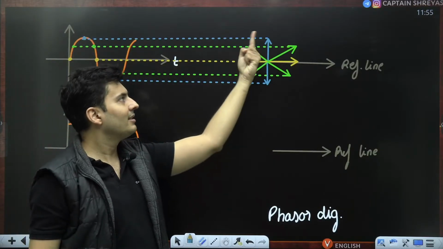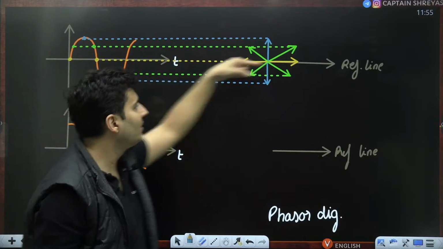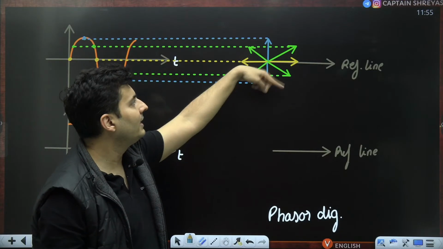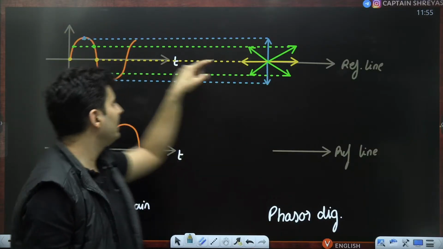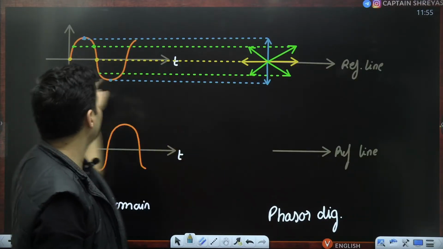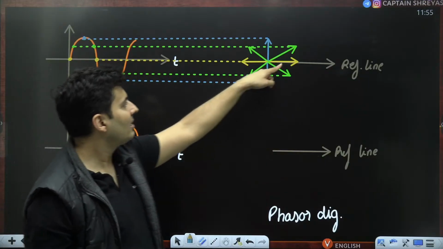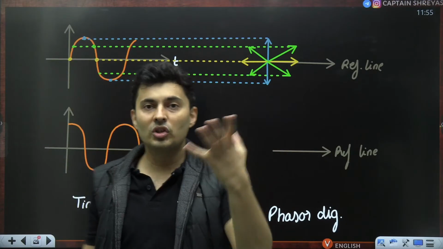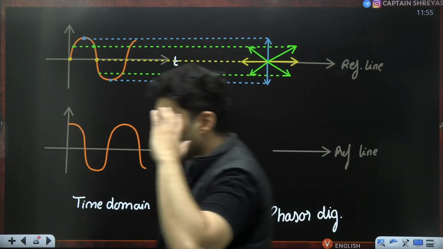So wherever this is shows me the current situation of this graph. If it is here, I've just started. If it is here, it has reached here. If it is here, 90 degrees it has covered, then it has reached the maximum. If it covered 180 degrees, it has completed half the cycle. If it completes 360 degrees, it has come back over here. If it has completed 270 degrees, it has reached the bottom point over here. So that is why this is called a phasor diagram. Are you able to visualize this now?